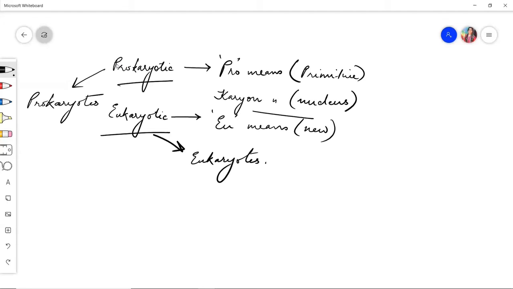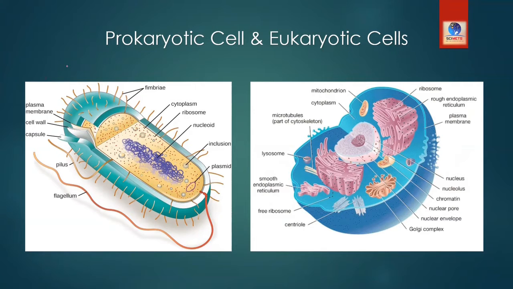Now let's look at the differences between prokaryotic and eukaryotic cells. This is a typical structure of a prokaryotic cell, and this is an animal cell or a eukaryotic cell. Now talking of prokaryotic cells, prokaryotic cells are mostly 1 to 10 microns in size, whereas eukaryotic cells are mostly 10 to 100 microns in size. Prokaryotic cells are all single-celled, and eukaryotic cells have extensive tissue formation.